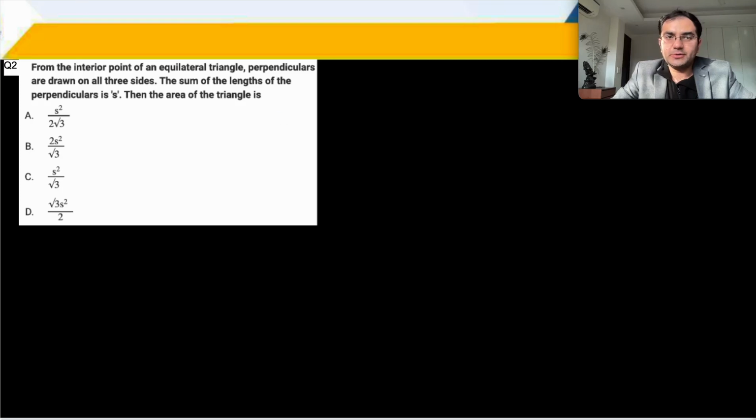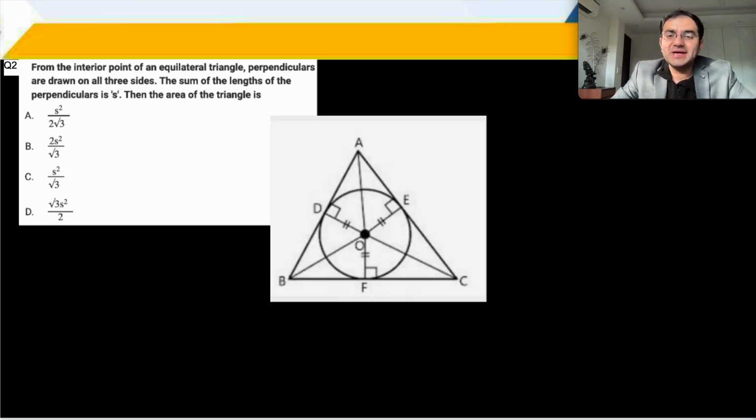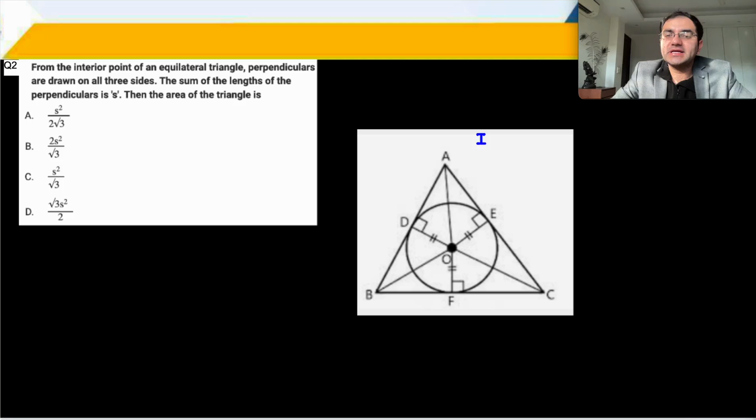Is a geometry question. Depending upon how you solve it, it might be very easy. From the interior point of an equilateral triangle, perpendiculars are drawn on all the sides. Sum of the lengths is S. कोई तो एक point है, they are not specifying it. So let me choose a point of my interest. So the point of my interest that I will take is the incenter.